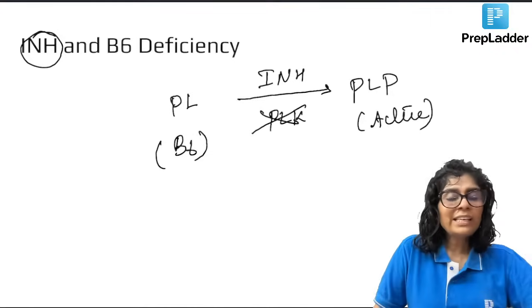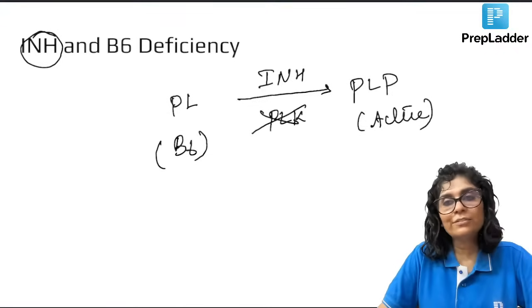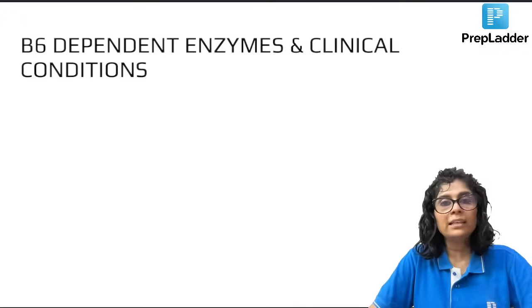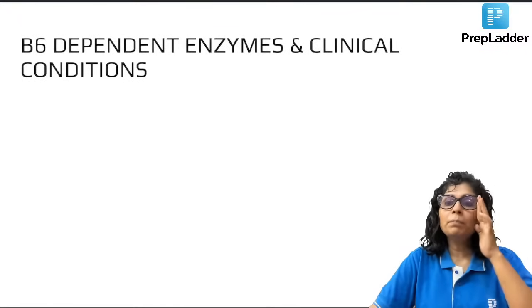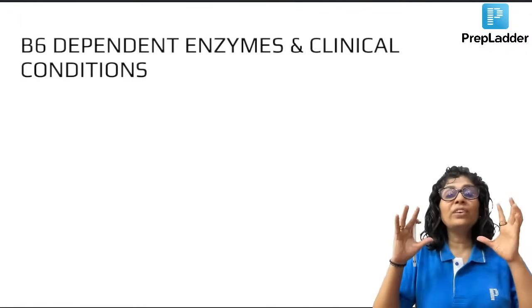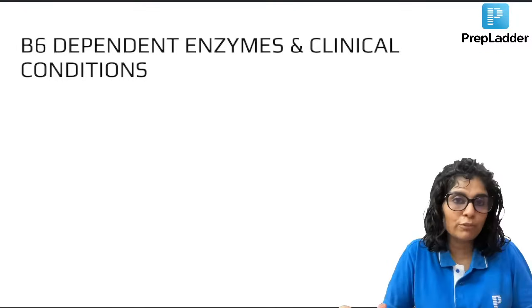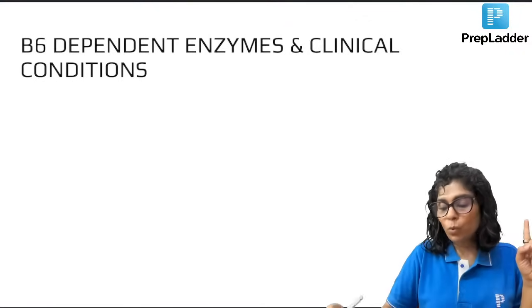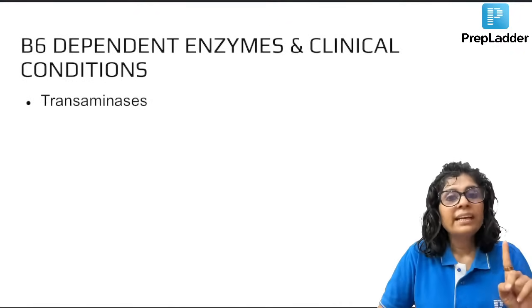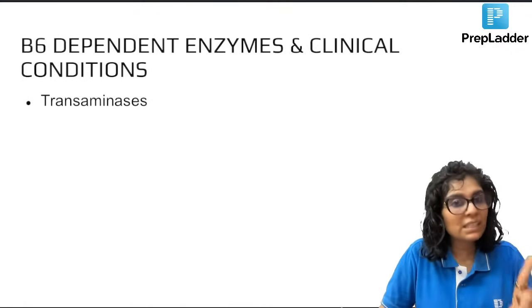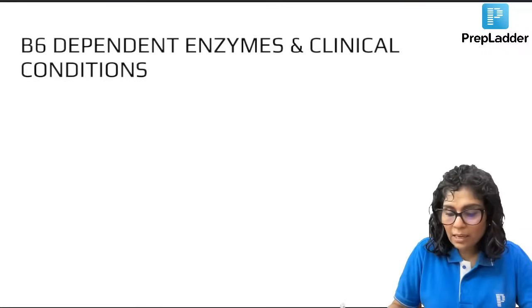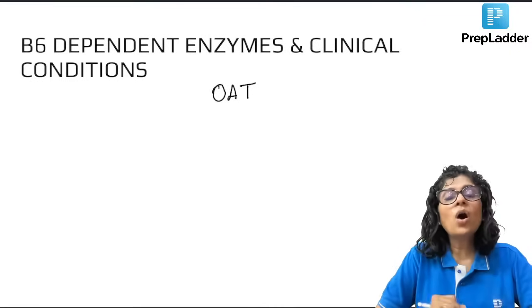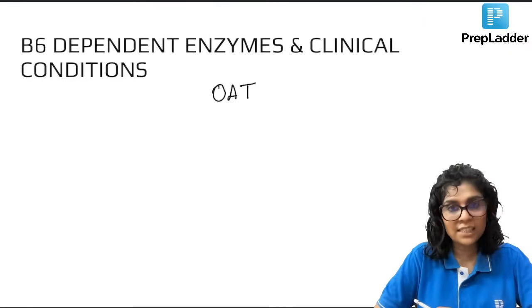Okay. Now, what can you expect whenever there is B6 deficiency? To understand that, you need to know the B6 dependent enzymes. So what are the B6 dependent enzymes? This is frequently asked, so all of you watch this carefully. B6 is necessary as a coenzyme for number 1, transaminases. Let me give you an example of a transaminase. The example of a transaminase is ornithine aminotransferase.